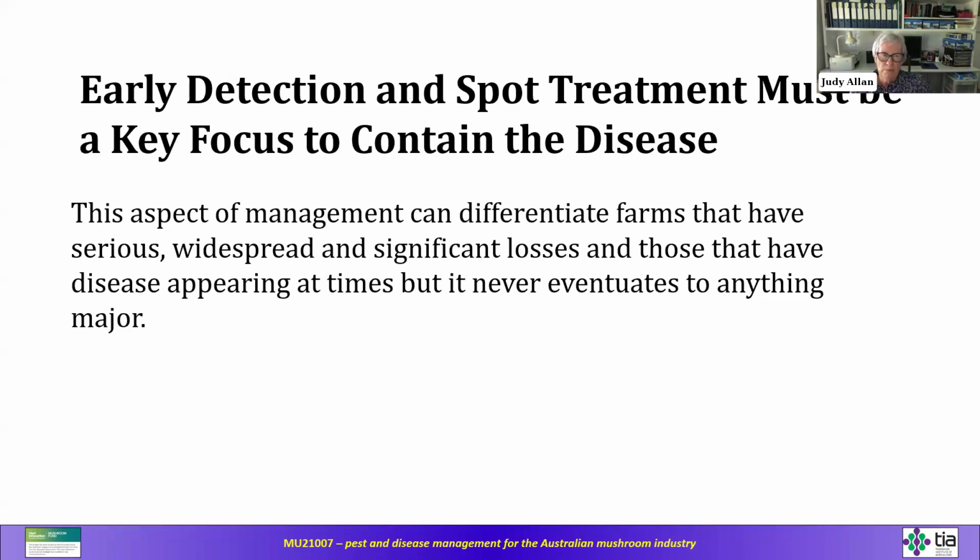And this aspect of management, so spot treatment and early detection, can differentiate farms that have serious, widespread and significant losses, and those that have disease appearing at times, but it never eventuates to anything major. So a farm that's like that previous slide with all that cobweb, that farm's probably quite in tune with early detection and spot treatment, because they're doing it all the time. But a farm that's clean, then when something comes along, unless people are looking right and do the right thing with that disease that's needed for that disease, it can get out of control.